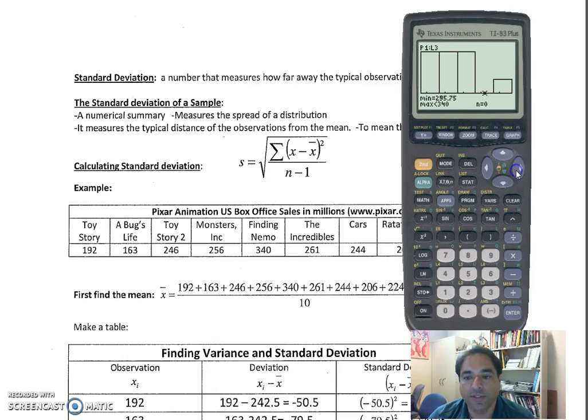There are 3 tall bars, nothing, and then 1 little bar on the right. So if I was going to say shape, it looks like it's skewed to the right, and it looks like we have an outlier, which would probably be Finding Nemo, which it is Finding Nemo. That's the one that made the most money of the Pixar movies. Okay, so histogram, done.